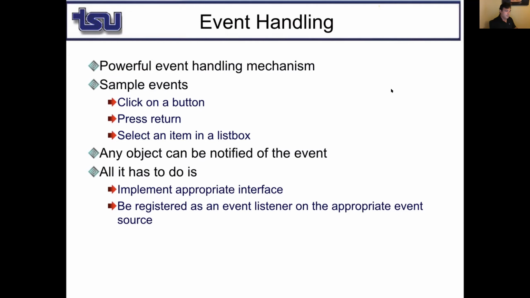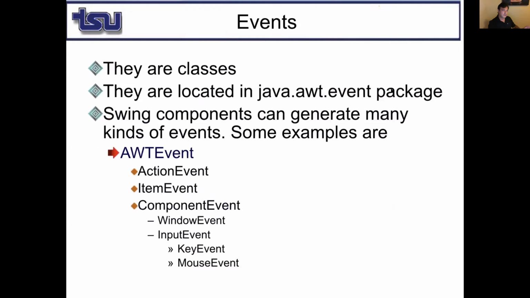For example, you can click on a button, press return, select an item from a list box, and any object that is registered will be notified of that event. For example, if you click on a button and there is an object interested in that event, it will be notified, okay? But in order to do that, that object needs to implement an appropriate interface and should be registered as an event listener. So what does that mean? I know this may look a little confusing to you, but with an example, it will be so easy.